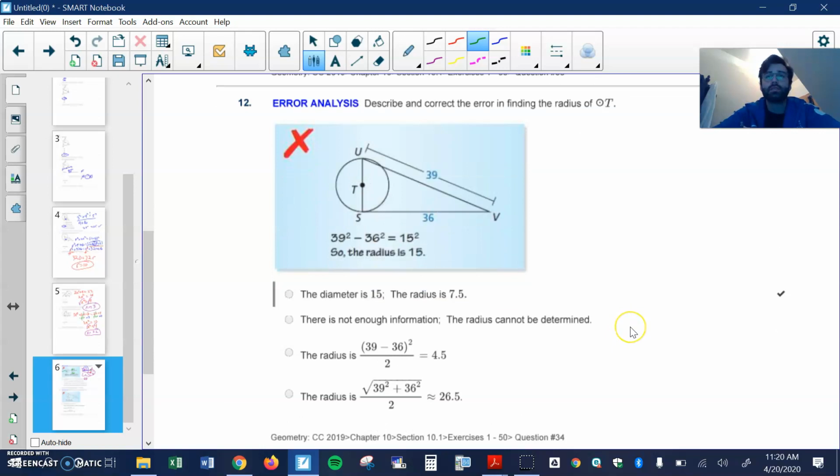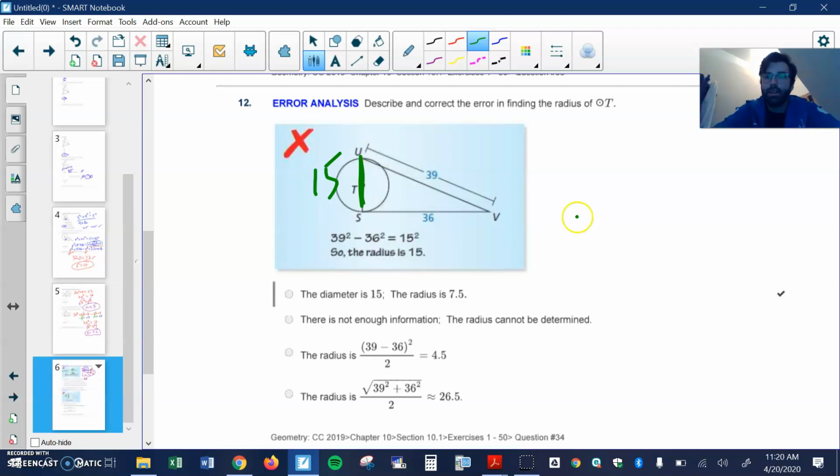Let's see. Describe the error making and finding, blah, blah, blah. Okay, so 39 squared minus 36 squared is equal to 15 squared. Okay, so the diameter, so this whole segment is 15. Okay, the whole segment is 15. All right, well, the radius is half a diameter. All right, so 2 radii make up 1 diameter.